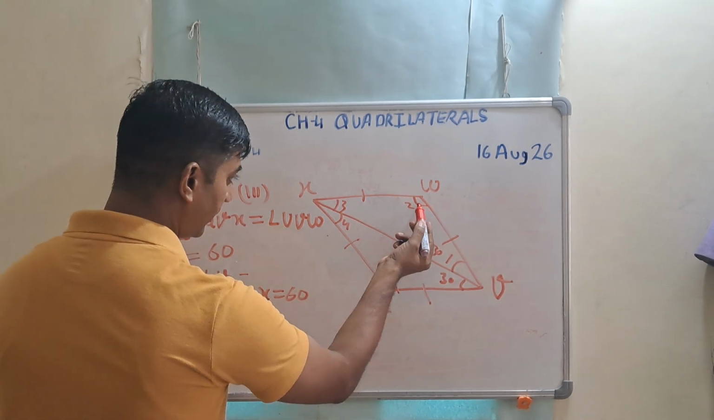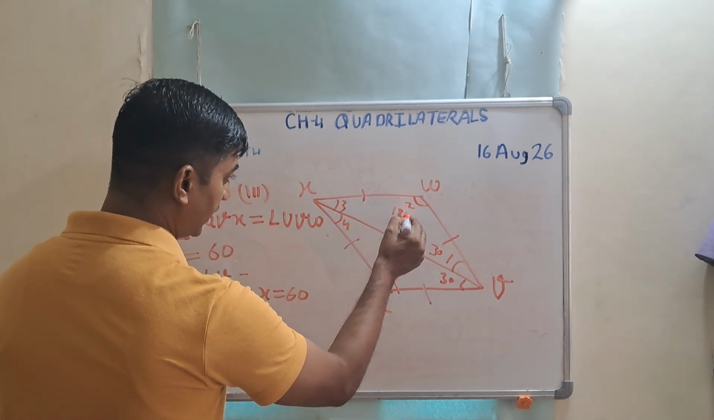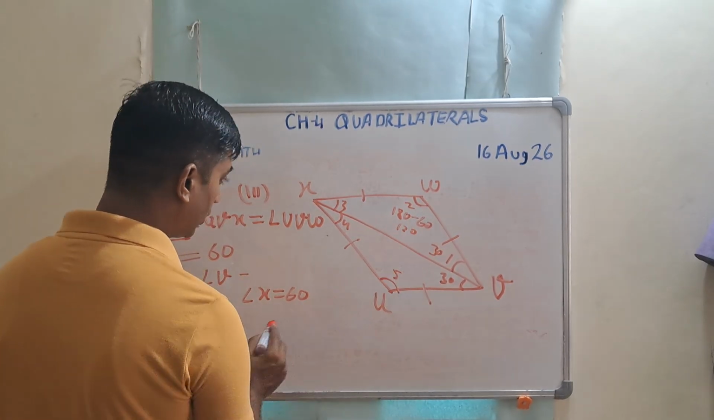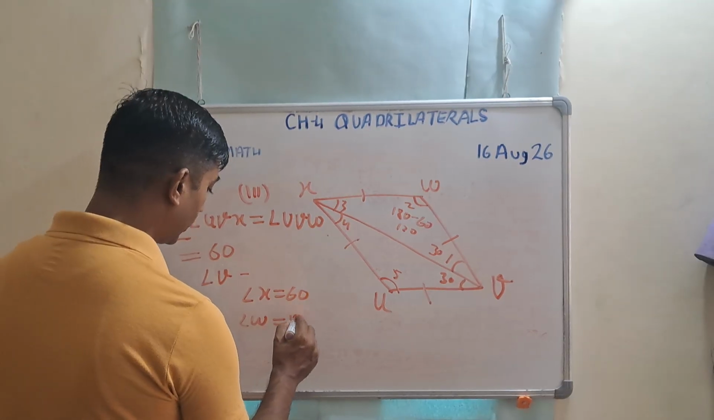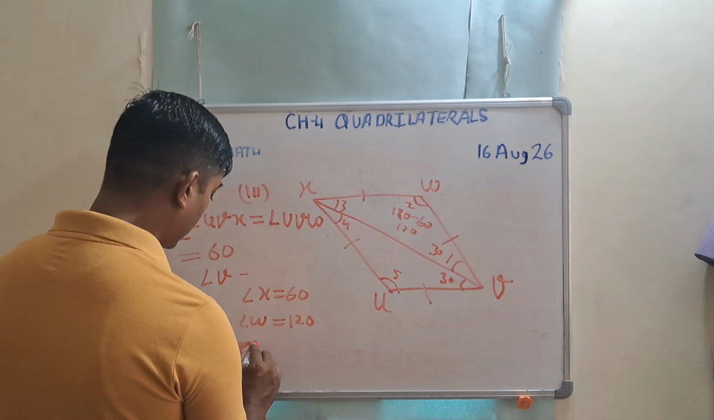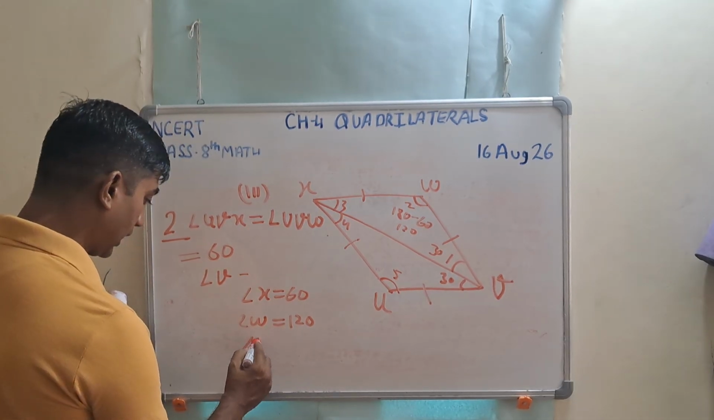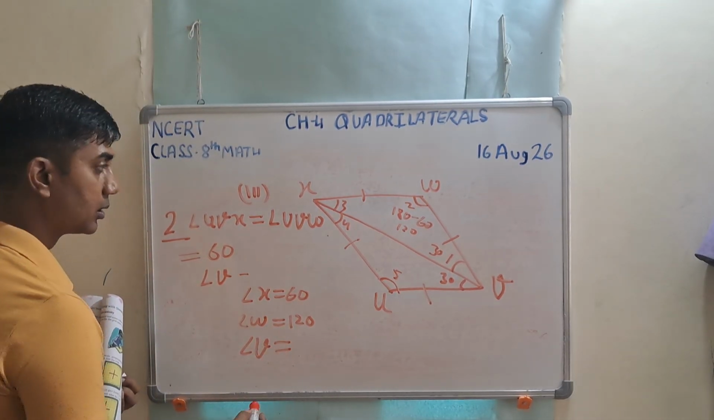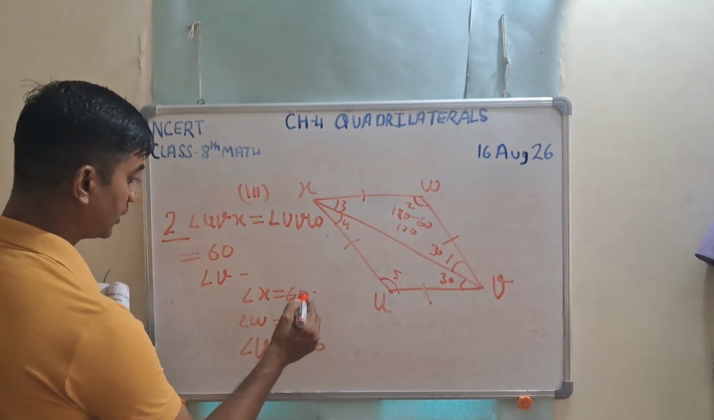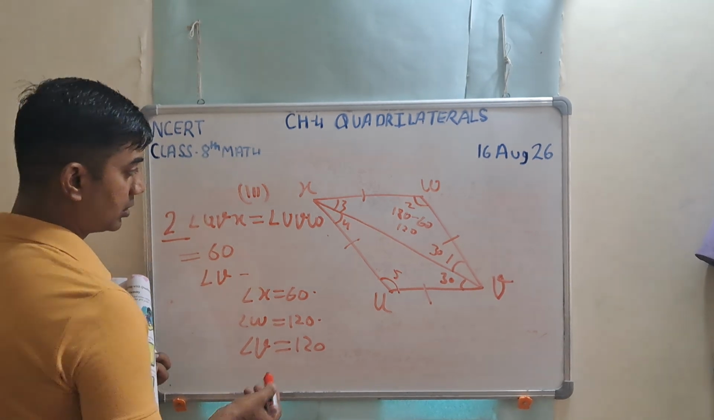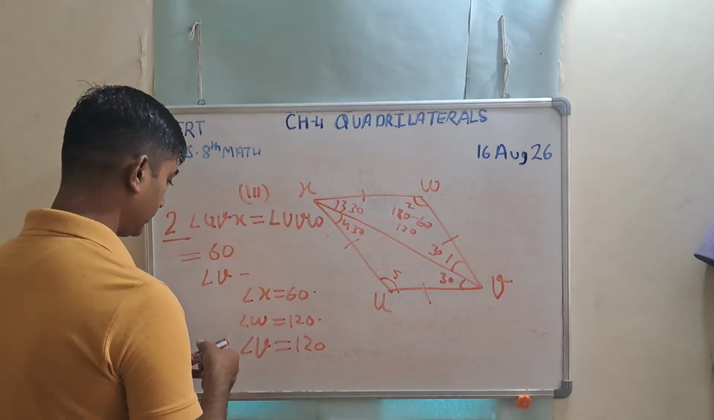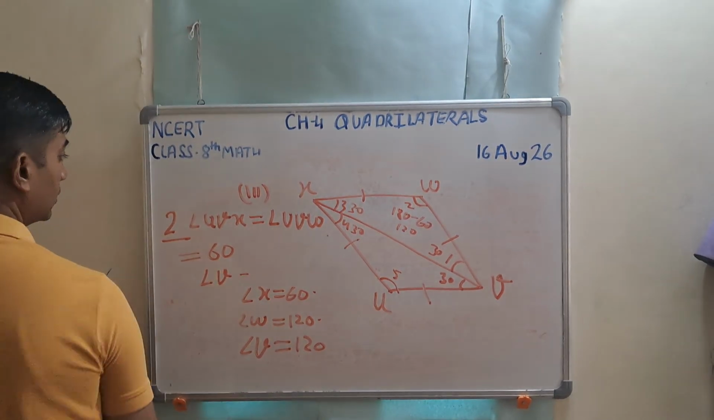Now this angle we will find by 180 minus 60, that is 120. So angle W is 120 and opposite angles are equal, so angle U is 120 degrees. This is our answer. And if you find this angle, this is also 30, this is also 30. Understood? Now let's see what is the fourth diagram.